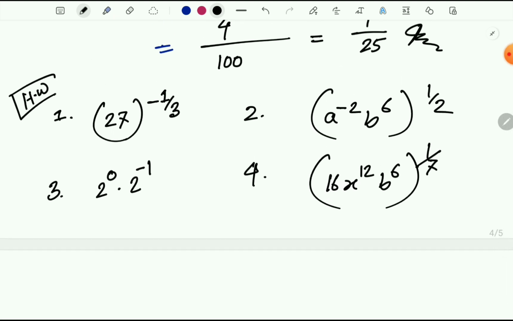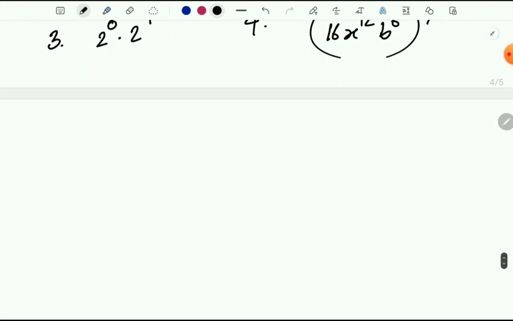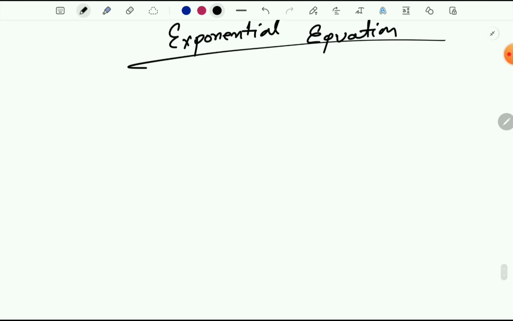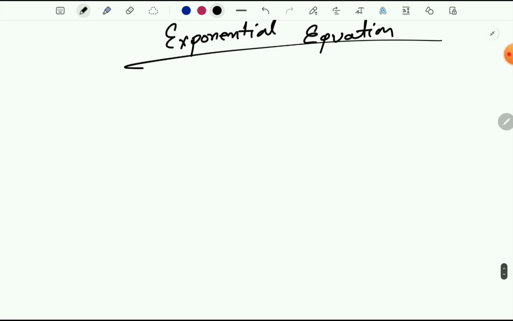Now we would like to move to our last topic, which is exponential equations. Exponential equations have the unknown variable in the exponent. Here are some examples. If we write 2 power x equal to 8, this expression represents an exponential equation, and this kind of problem is very common in the TOLC exam. You have to find the value of x.